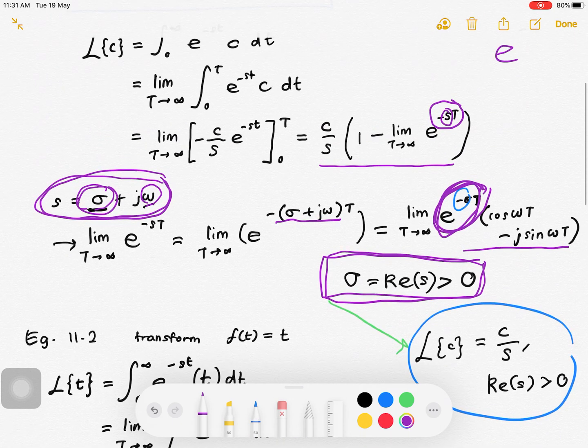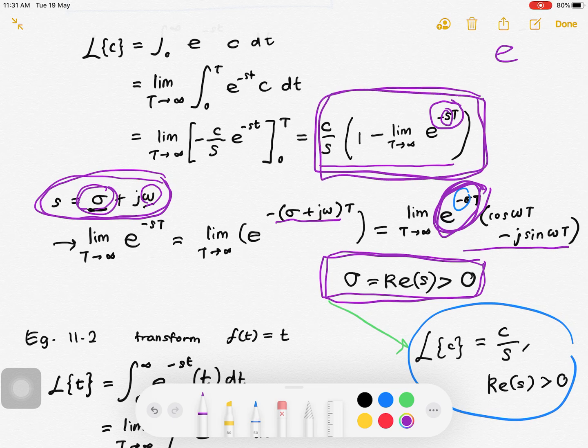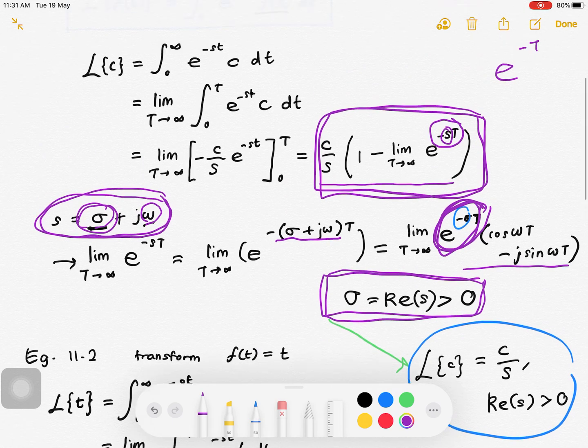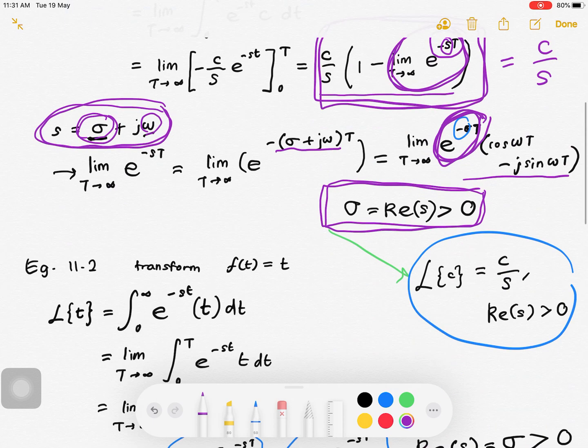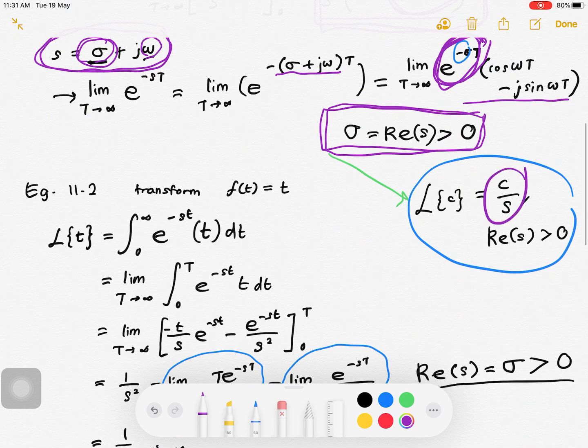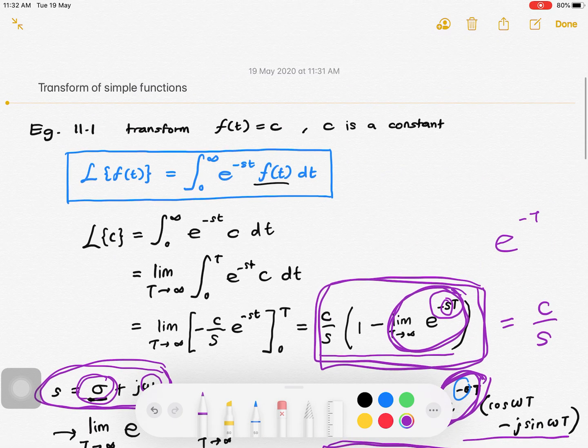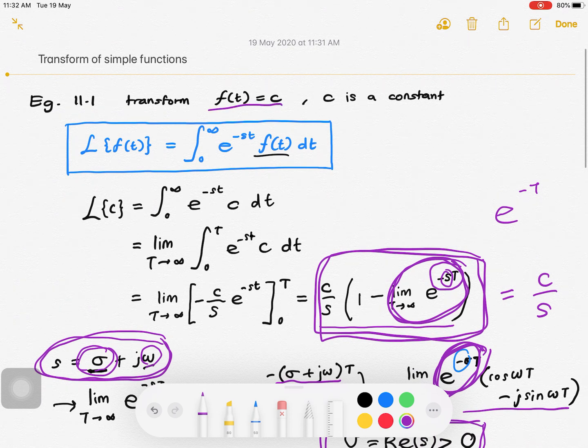So what will happen is, we go back to here. Hopefully you can get where I'm pointing right now. So when this component is equal to 0, this function is equal to c over s, right? So we get c over s right here. Okay, and the condition is this one. So this is the final answer for example 1. Okay, so that is when the function is a constant.